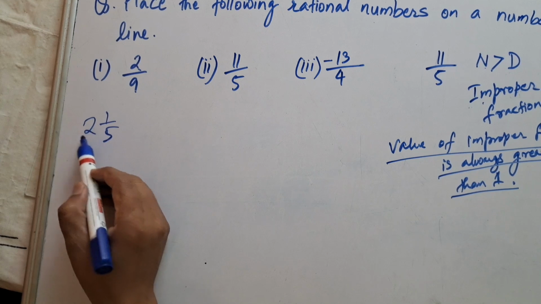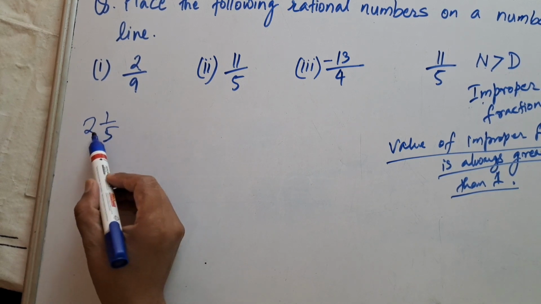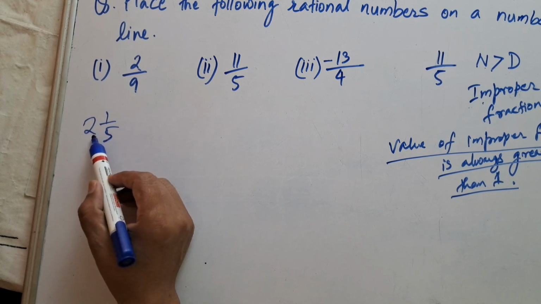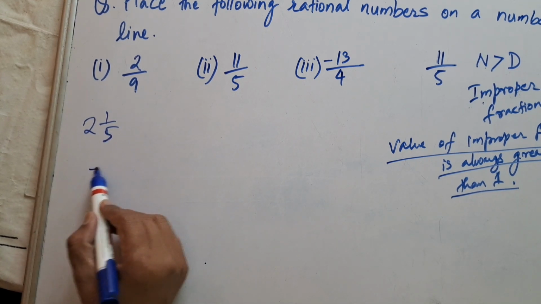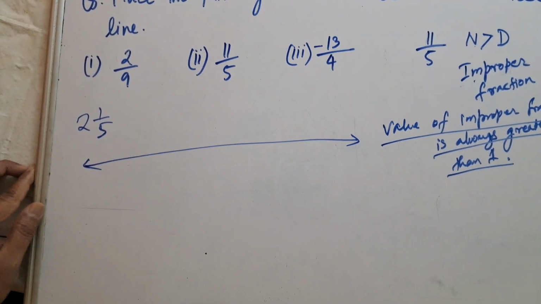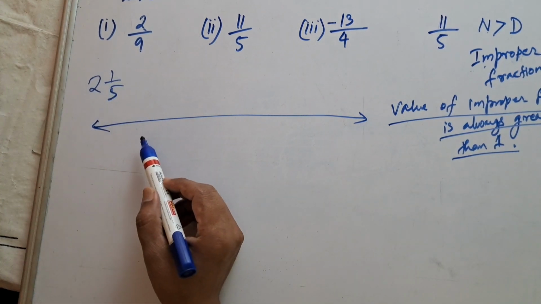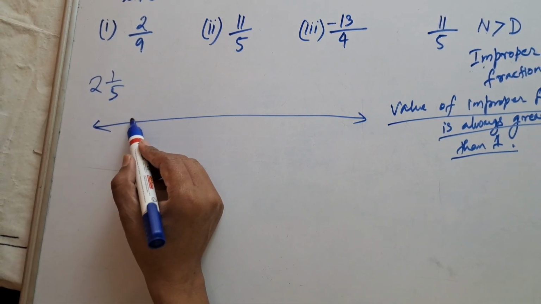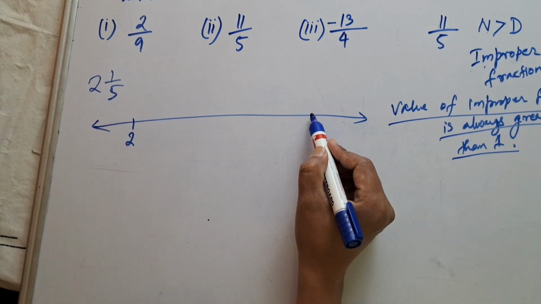So this number is greater than 2 but less than 3. 2 whole 1 upon 5 means greater than 2, less than 3, isn't it? So let's plot this on a number line. This value 2 whole 1 upon 5 lies in between 2 and 3, so we draw 2 and 3 only. So 2 and somewhere here 3.